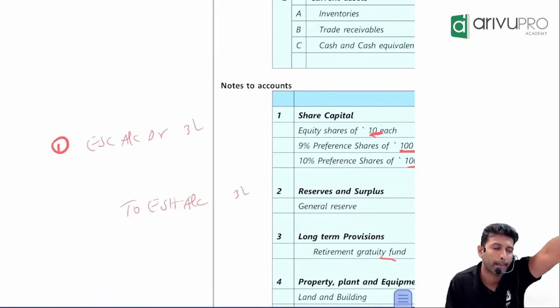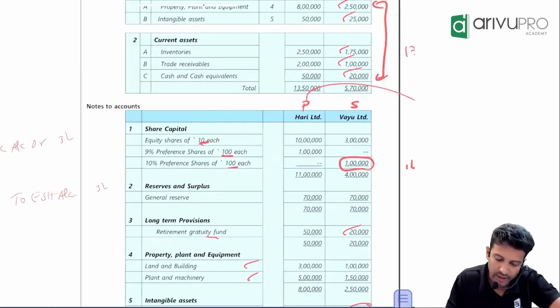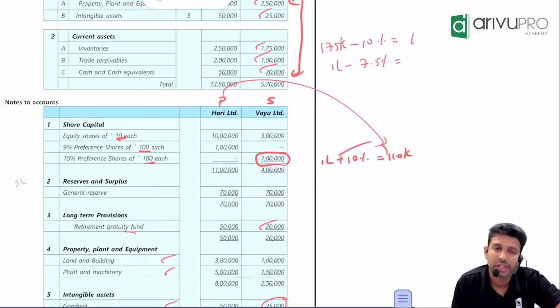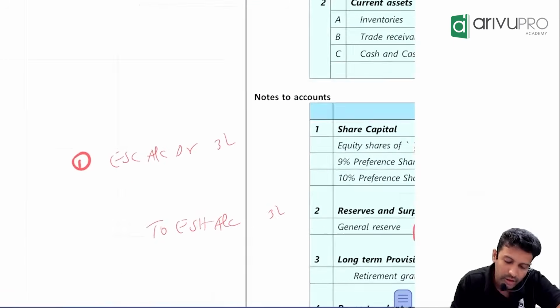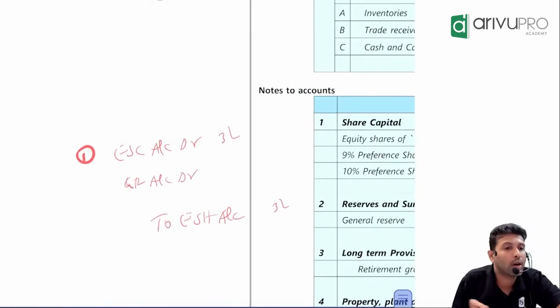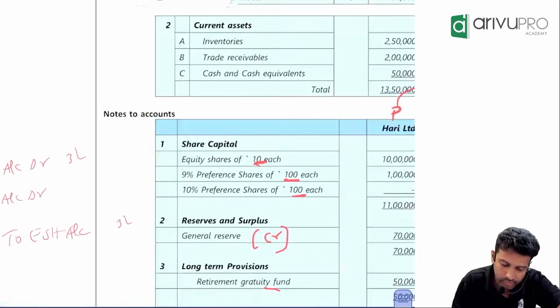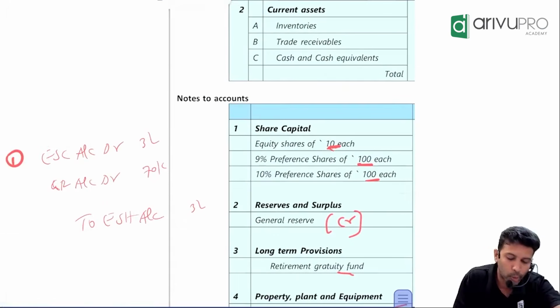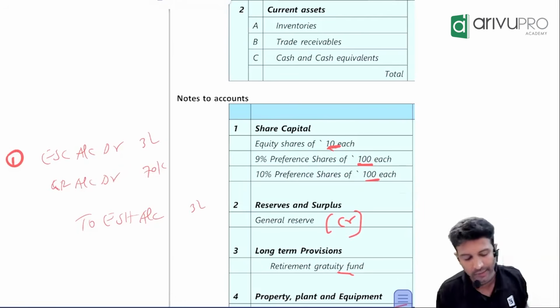Second one: reserves and surplus. How much is the reserves and surplus of the selling company? 70,000. Which reserve? General reserve. General reserve has what balance? Credit balance. How do you transfer? Debit. The entry is what? General reserve account debit to equity shareholders account, 70,000. Now this entry, if I have to post it in the equity shareholders ledger, where will it come?